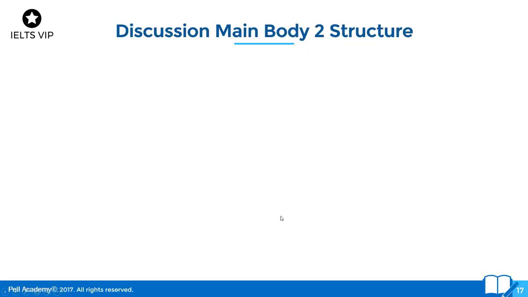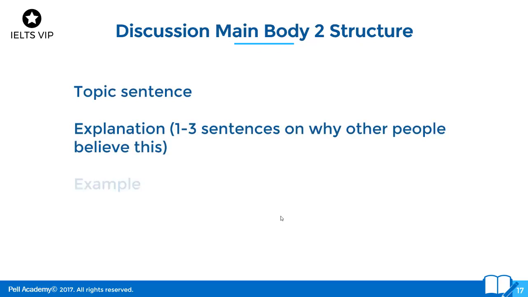And then you would move on to discussion main body 2. Topic sentence, explanation, example, your opinion, and you're going to agree with this. So you're not going to start off with saying, however, I agree with this. You're going to discuss this view, all right, this is what other people think, and then you're going to give your opinion. And you're just going to say, I agree for this reason.